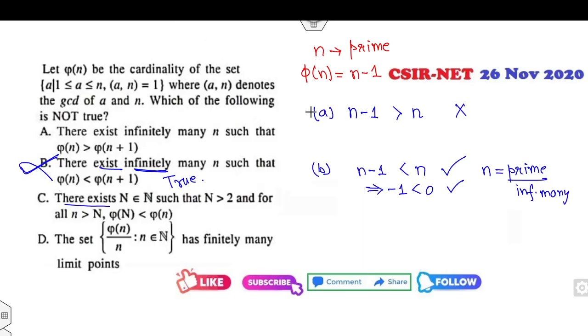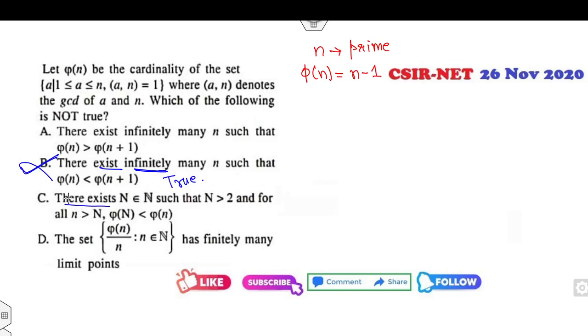Now look at the next option, there exists n. Firstly, as I told you, one case is phi dash greater than 0, and this case is phi dash less than 0. But as I told you, phi is not monotonic. If it is not monotonic, that means both these statements are correct. But how can you prove that?